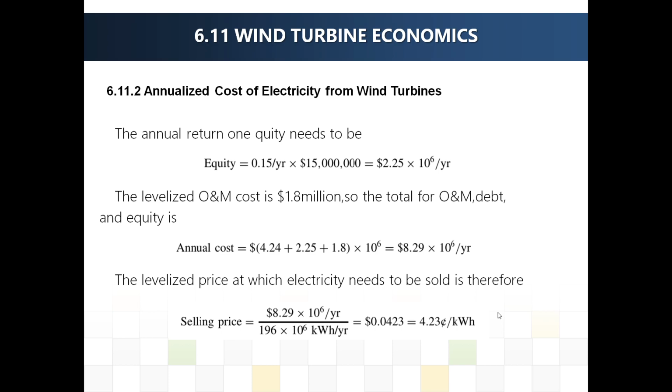And the levelized price at which electricity needs to be sold is $8.29 million divided by 169 million kilowatt hours per year, which is equal to $0.0423 per kilowatt hour, that is 4.23 cents per kilowatt hour.